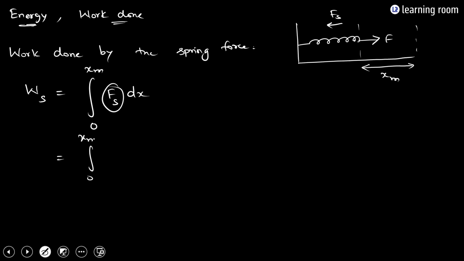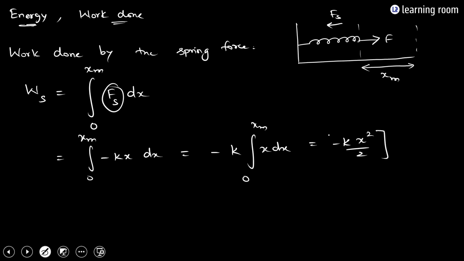Integral from 0 to xm, and this Fs can be written as minus kx into dx. If I take minus k outside, I'll have the integral of x dx between 0 to xm. So this will be minus k into x square divided by 2 between 0 to xm. Substituting the values, we get minus k into xm square by 2 plus 0. So this will be equal to minus k into xm square by 2.